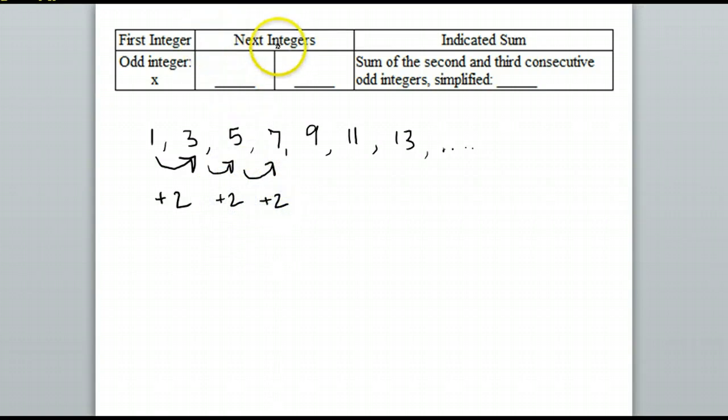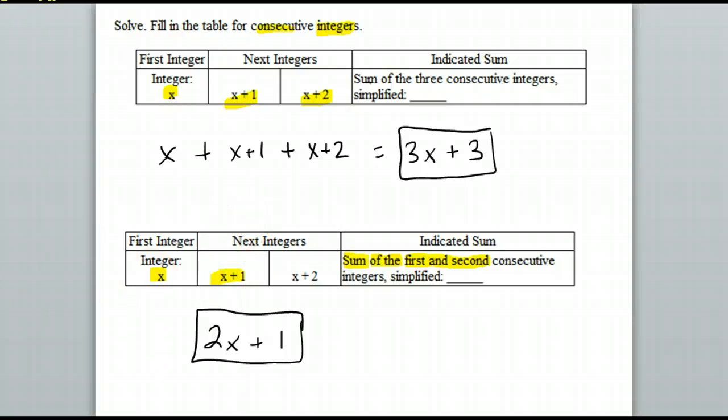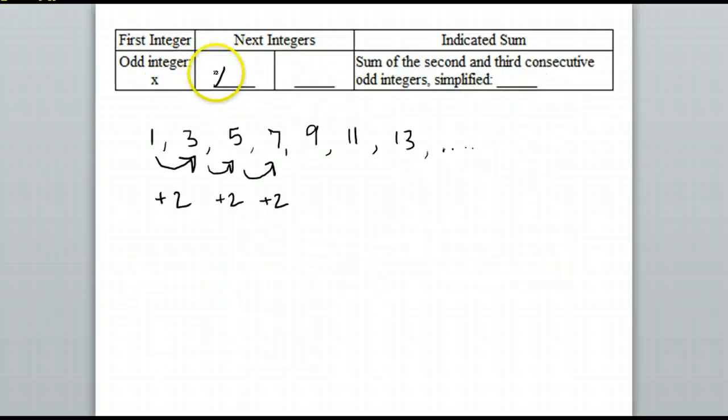Alright, so the next integer after x is no longer x plus 1 like it was here. It's now x plus 2, because to go from 1 to 3, or from 9 to 11, or from 173 to 175, you add 2. And then the one after that, again in terms of x, is x plus 4. From 1 to 5, I'm adding 4 instead of just 2. Okay, so x, x plus 2, x plus 4.